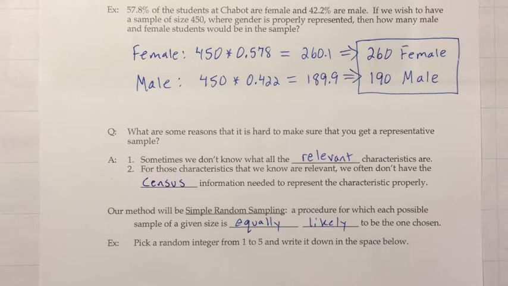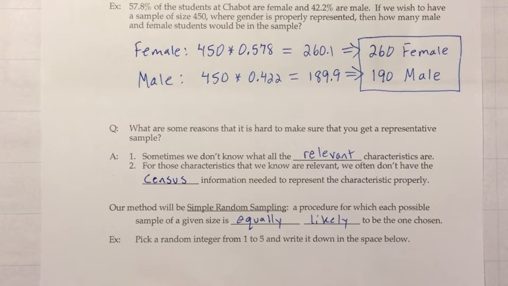So what I'd like you to do real quick is, in your head, quickly, pick a random number from 1 to 5 and write it down. Don't go on with this video until you've written down that number. All right, now that you've made your choice, I've got some bad news for you. You didn't do it randomly.